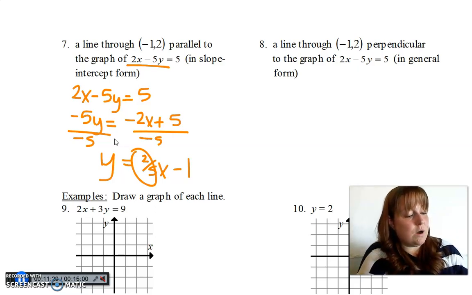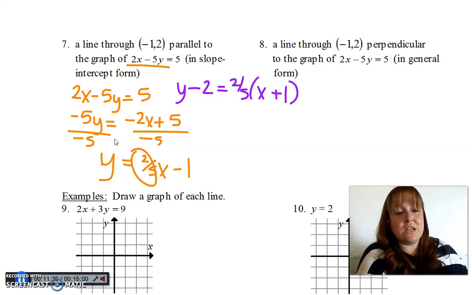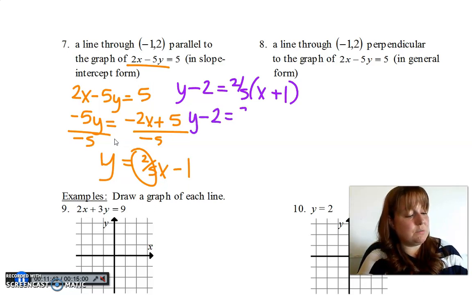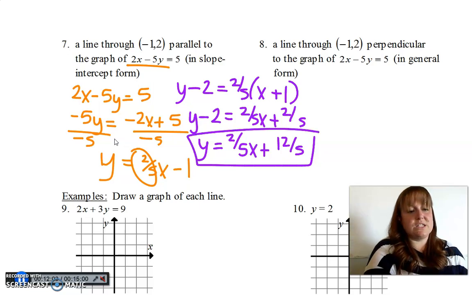So y minus 2 equals 2/5 times x minus negative 1, which is plus 1. It says we need to get it into slope-intercept form, so let's just go ahead and do that. So we're going to do y minus 2 equals 2/5 x plus 2/5. And then we're going to add 2 to both sides. So we have y equals 2/5 x plus, let's see, that would be 10/5 plus 2/5 is 12/5. So there you go. That's in slope-intercept form.